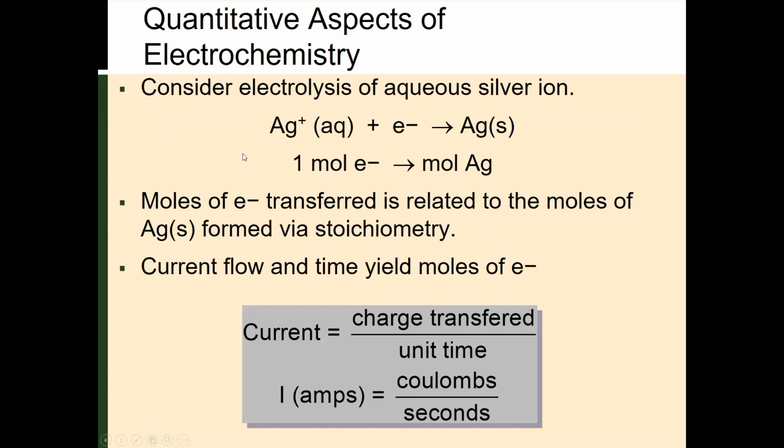Okay. Another thing that we can do is we can actually do stoichiometry. Not only do electrons move, but we can measure the electrons that move. Current flow and time yields moles of electrons. So current is charge transferred over time, also known as coulombs per second. An amp is a coulomb per second. So if I know the amount of amps that flow, I can tell the amount of electrons that flow. And you're probably wondering, hey, AA and AAA batteries and C and D batteries are all the same reaction. What's the difference? Well, the difference is not in the cell potential. They all have the same cell potential. The difference is in the amount of current they're able to produce.